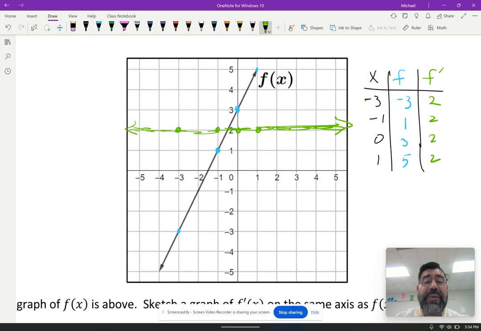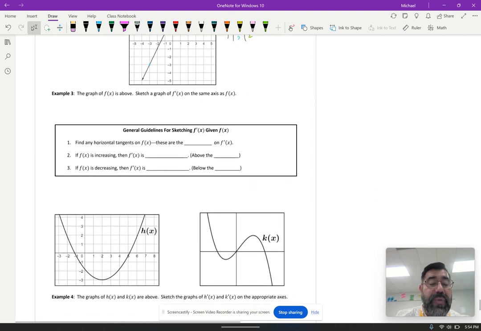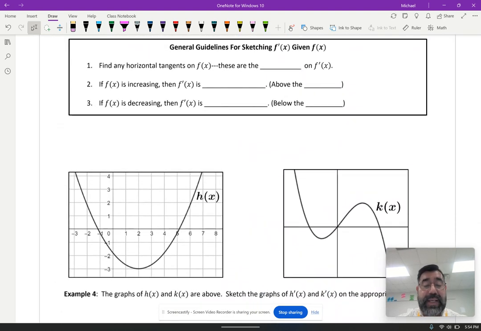So we've done 2 back-to-back examples of linear functions and finding the derivatives of those. But what if we have something more curvy, like these two in example 4? Well, let's think about what we know. We know that horizontal tangents mean that the derivative is equal to 0. So these are the zeros on f prime of x. Remember, zeros on the graph represent the x-intercepts.